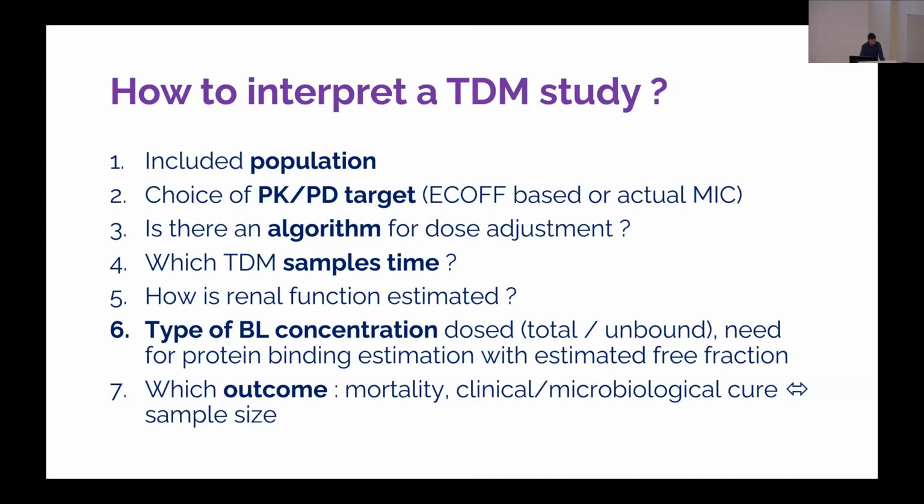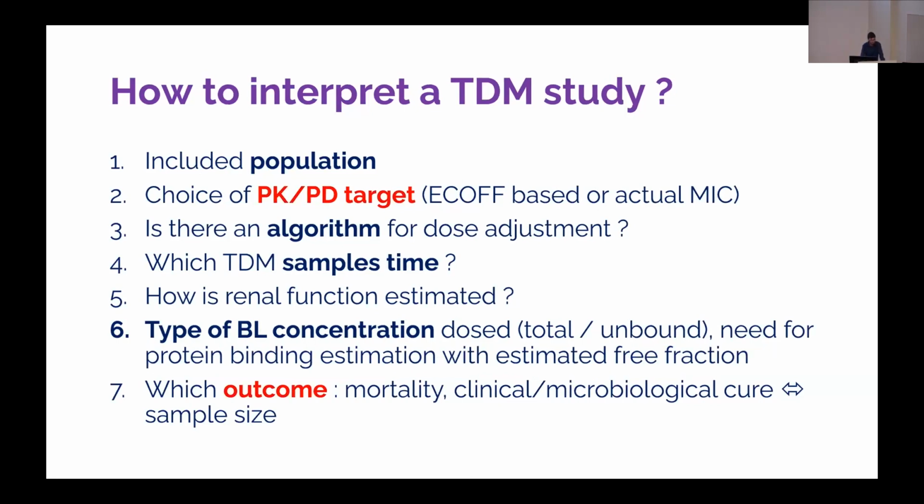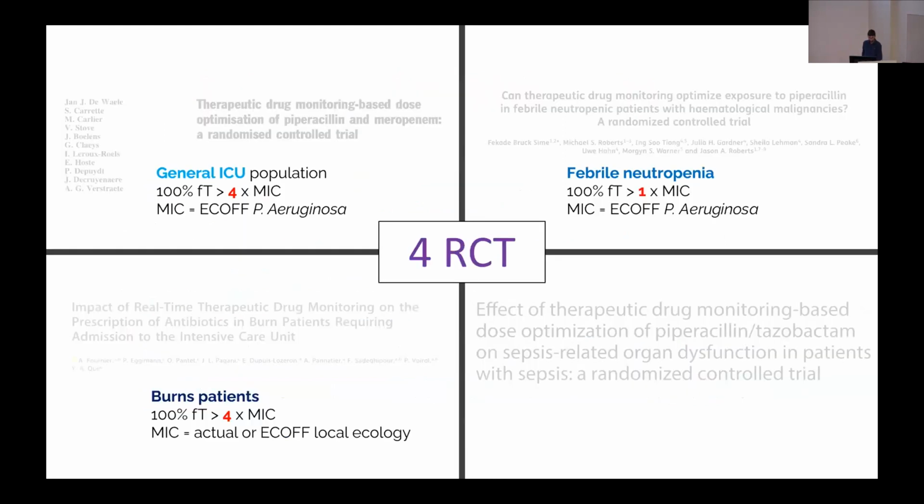But if I can suggest 2 main factors, I suggest to look carefully at the PKPD target because it directly influences the rate of target attainment. And the second one is the outcome, because the outcome influences the sample size, and especially for mortality it is very important to look at.